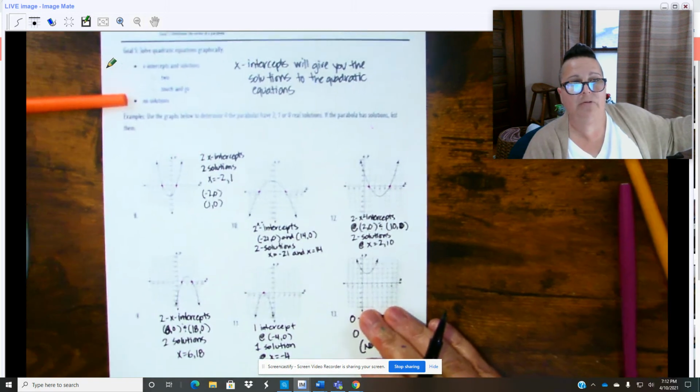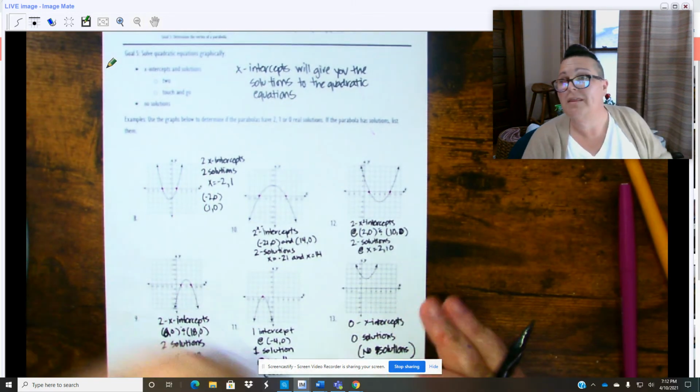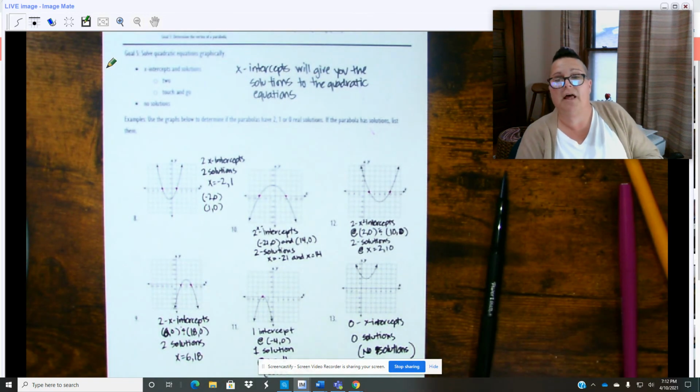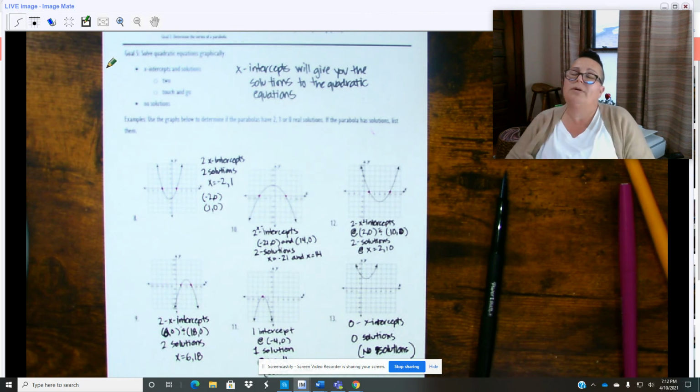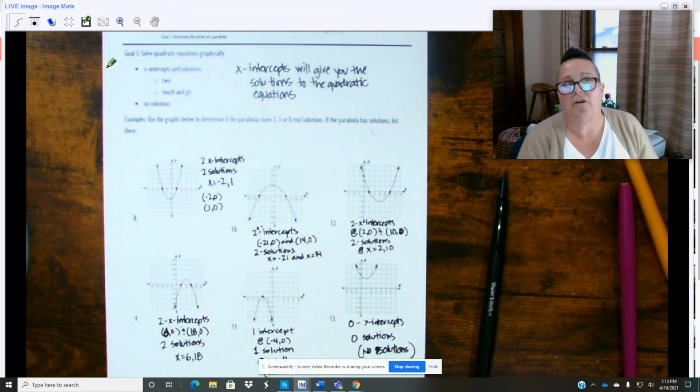Hopefully you are now able to do a bit of graphing without actually ever having to plot an XY table, which is exactly what we want you to do. And you have some background in analyzing the different characteristics of the parabola.